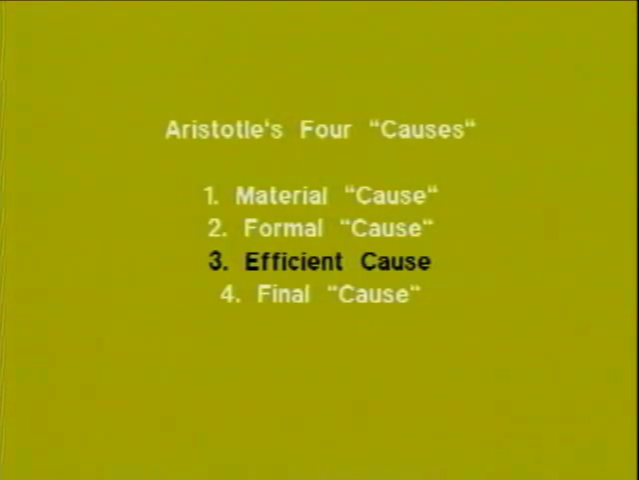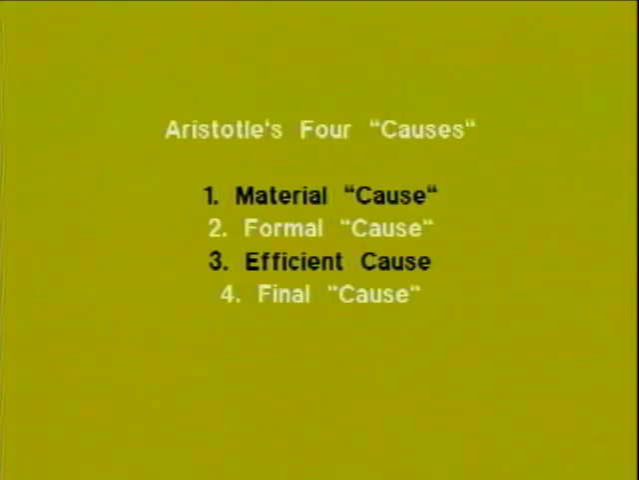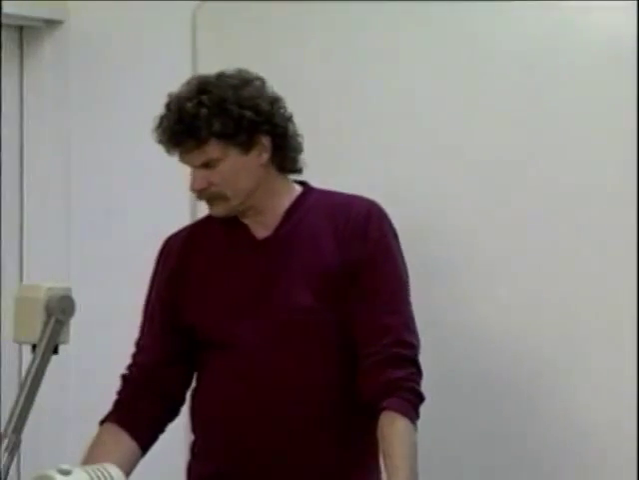And the other one is material cause. We spent an awful lot of time in the history of Western science trying to figure out what things are made of. That's been another central obsession. Again, formal causes become important in taxonomy. They're sort of a lower level of importance.